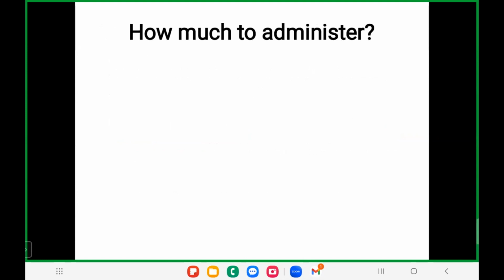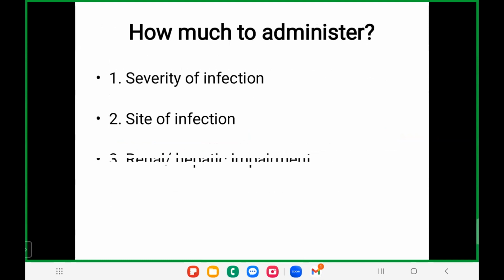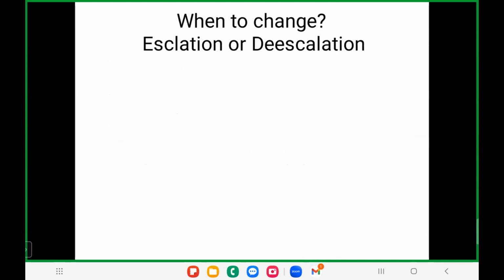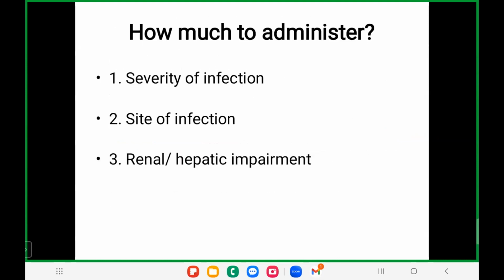So the next question is how much to administer. See, it depends on the severity of infection, site of infection, and underlying renal or hepatic impairment. So based on severity of infection, if the child is sick, you need to go for the highest dose. So if the range is 20 to 40 mg per kg of meropenem, you cannot start with 20 mg per kg. You need to go for 40 mg per kg.